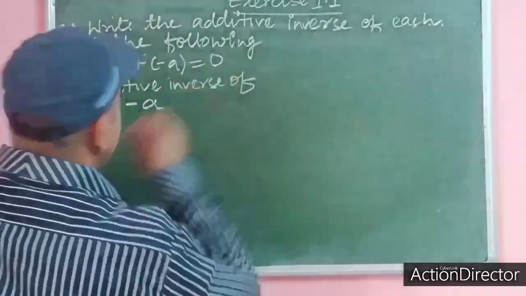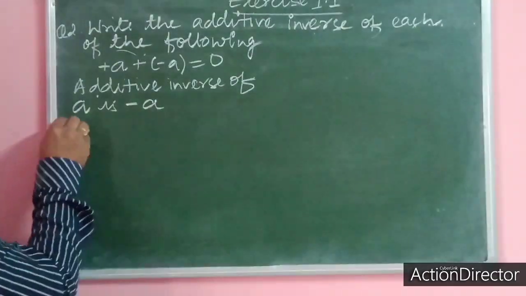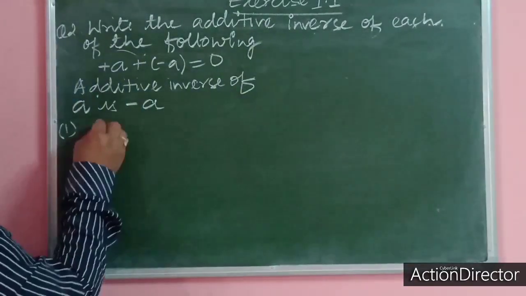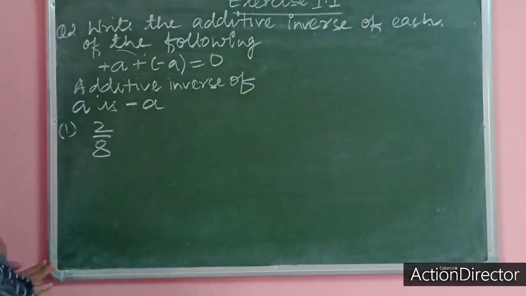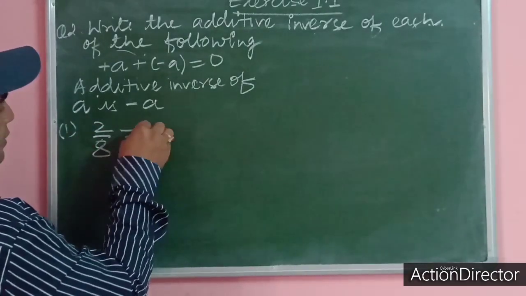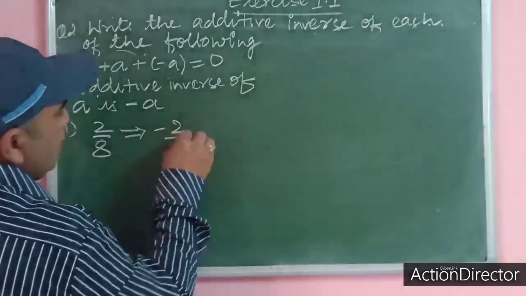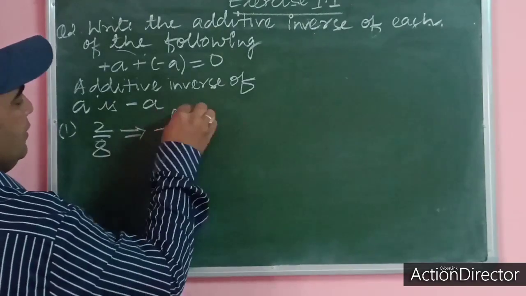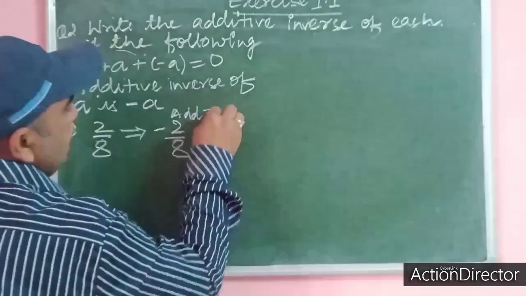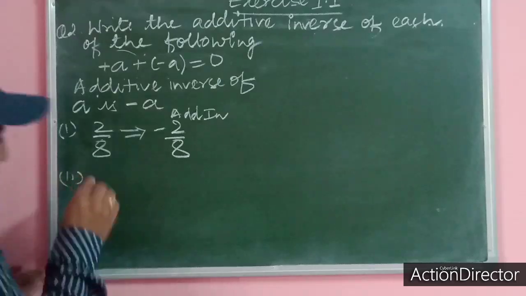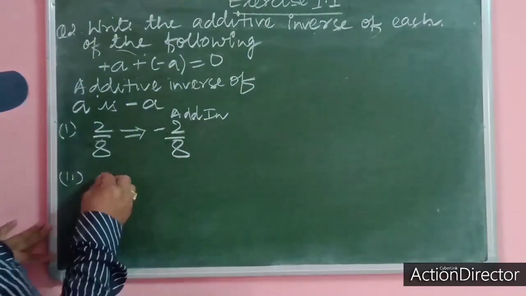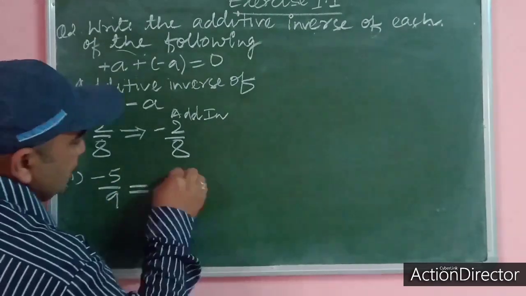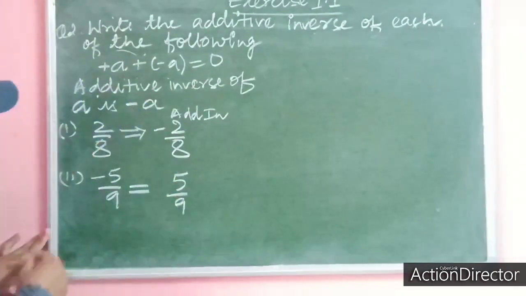Now we take the questions, its parts. First is the additive inverse of 2 by 8. The additive inverse of 2 by 8 will be minus 2 by 8. This is the additive inverse. This is the second part, minus 5 by 9. This is minus, so its additive inverse is plus 5 by 9.